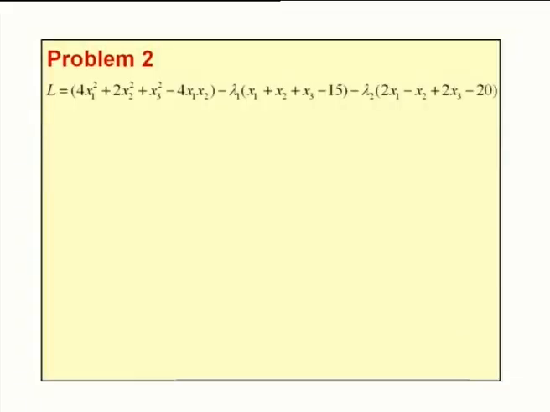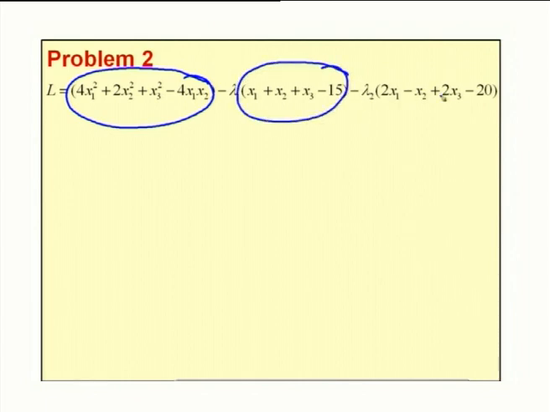Now, as usual, to find the necessary condition, we need the Lagrangian function. For this problem, the Lagrangian function is f of x1, x2, x3 minus lambda 1 into h1 of x1, x2, x3 minus lambda 2 into h2 of x1, x2, x3, which gives us L equal to 4x1 squared plus 2x2 squared plus x3 squared minus 4x1x2 minus lambda 1 into (x1 plus x2 plus x3 minus 15) minus lambda 2 into (2x1 minus x2 plus 2x3 minus 20).